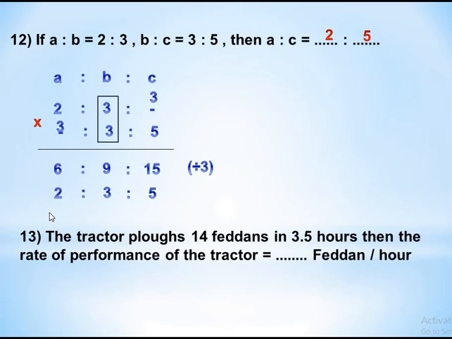The tractor plowed 14 feddans in 3.5 hours. Then the rate of performance of the tractor? We know that rate means feddan over hours. So it will be 14 over 3.5. It will be 4 feddans per hour.